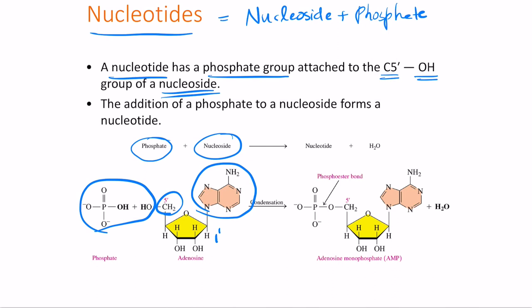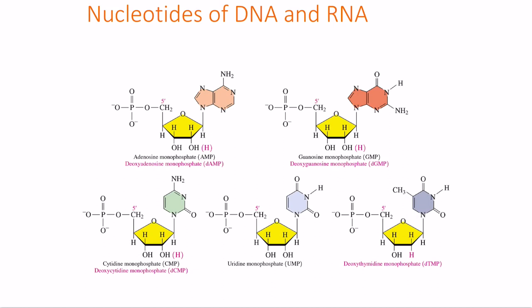So the 1st carbon involves the bonding with the nitrogen base, and the 5th carbon involves the bonding with the phosphate. So when phosphate and nucleoside combine, it creates a nucleotide and it releases water. So there are in total 5 types of nucleotides in both RNA and DNA. First one is adenosine monophosphate. So this is AMP, where the nitrogen base is adenine.